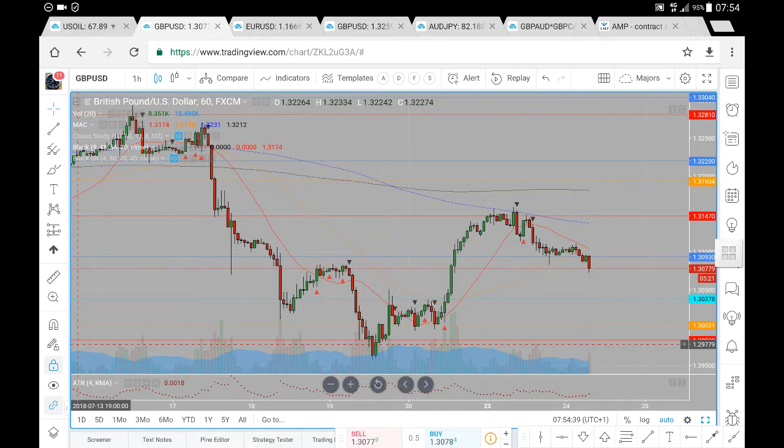So this is pound dollar analysis for Tuesday, the 24th of July. Now let's just have a look at prices and where price may likely go. So we've seen price come towards this 31.47, a key level here on the pound against dollar.